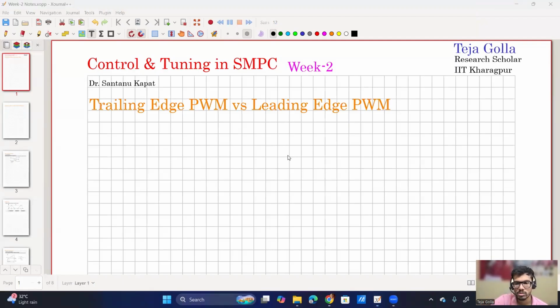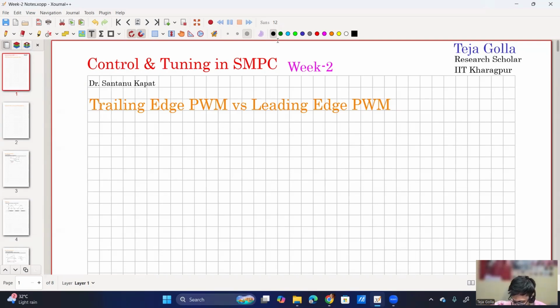Yes, okay. So today's discussion will be about modulation techniques. I'll quickly discuss the fixed frequency and variable frequency modulation techniques, and each of them has different nomenclature, like trailing edge PWM and leading edge PWM. What are these, how do we understand the differences between them, and after that we'll solve a few problems. So, starting with the trailing edge PWM and leading edge PWM.